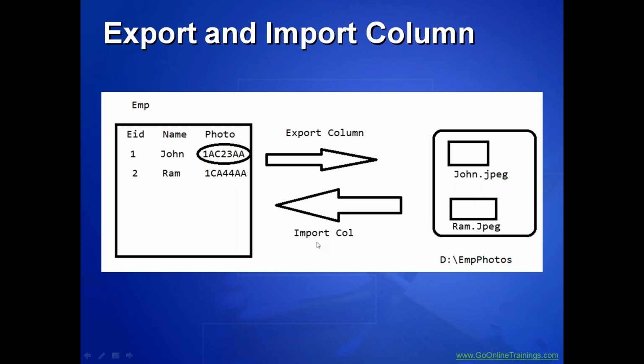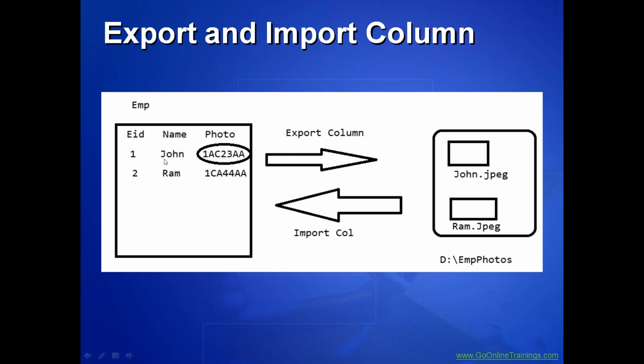So export column and import column transformations can be used to work with photos data, audio data, and video data. If somebody gives you some video files, you can convert them into hexadecimal numbers with the help of the import column transformation, and then load them into a SQL Server table or Oracle table. If you have a lot of photos and you dump these hexadecimal numbers, nobody can understand them. So the hexadecimal number will be converted back into a JPEG if it is a photo.